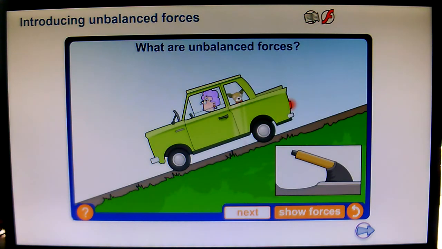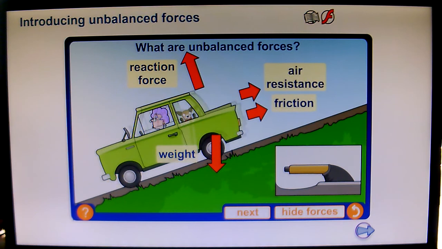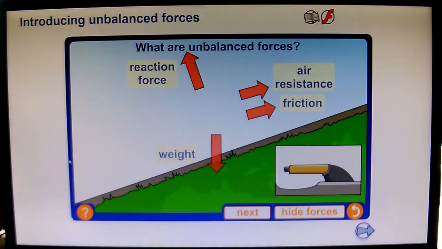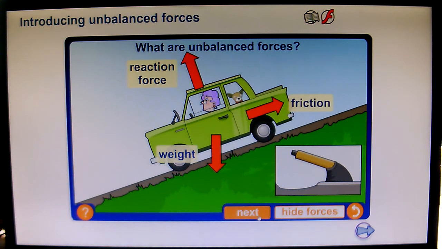Right, the lady here, she's sat on a bit of a slope, in a nice car. Her handbrake is on, I'm going to show you the forces. So we've got the weight here, the reaction force of the road, and then we've got some friction. But because her handbrake is on, the forces are balanced to begin with, so she's not moving anywhere. Now if I take that handbrake off, I get unbalanced forces, and she will start to roll down the hill. So the forces become unbalanced and she will move down the hill.